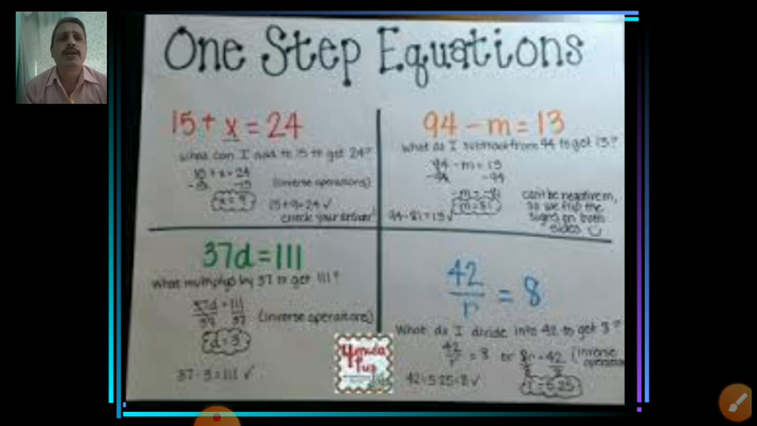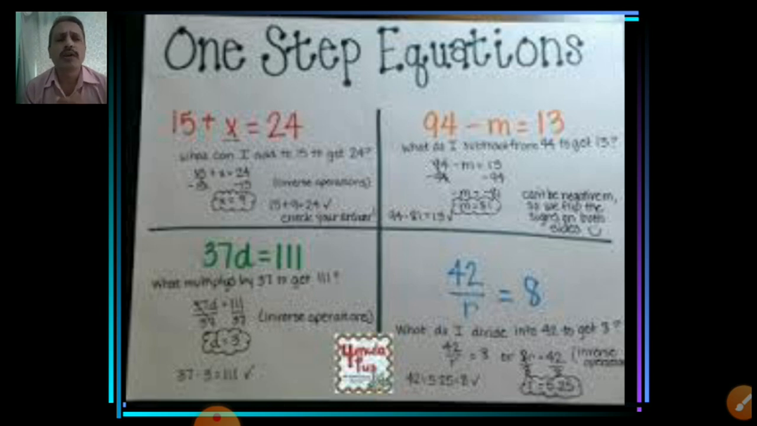Now, one step equation. 15 plus x is equal to 24. Yes, students? That means the number is written first, the variable second. We already know the order of the sequence never changes the operation. You can write 15 first, x second, or you can write x first, 15 second. So both are the same.